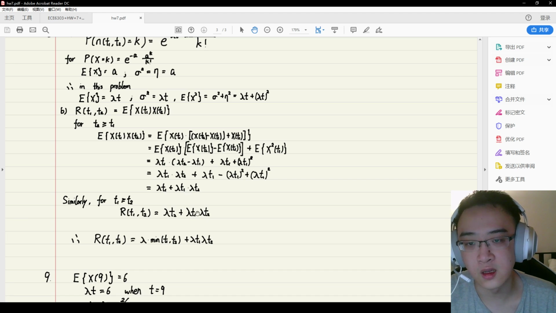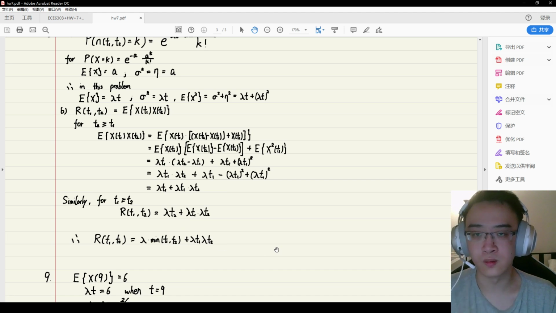The second part of the answer is the same, and for the first part, the difference is the choice of t1 and t2, which is related to the minimum value of t1 and t2. So we can write down the whole expression like this: R(t1, t2) is equal to lambda times the minimum of t1 and t2, plus lambda t1 times lambda t2. So that's it.